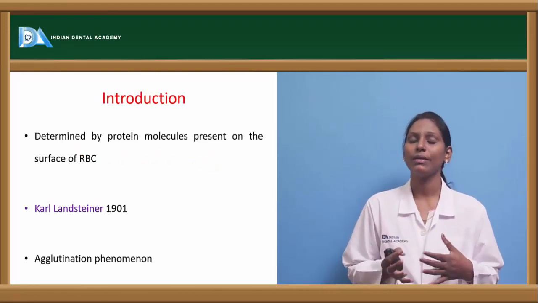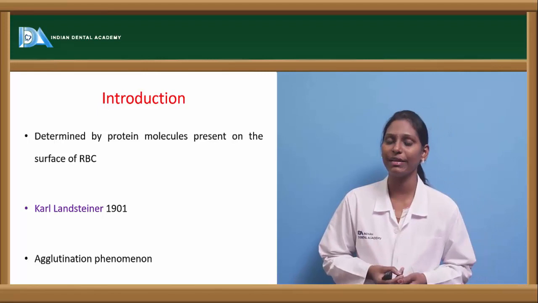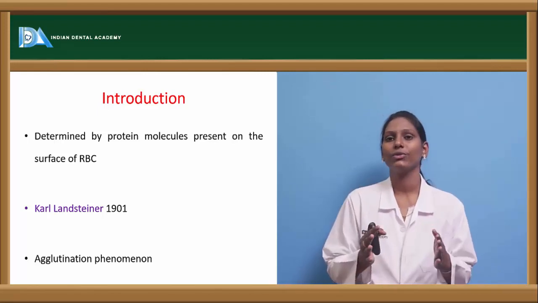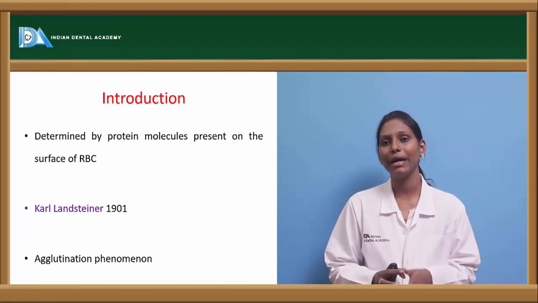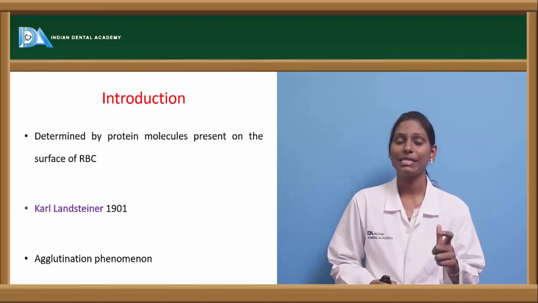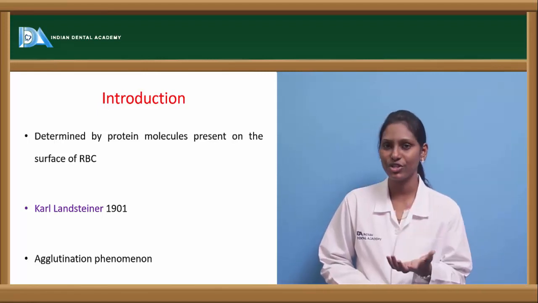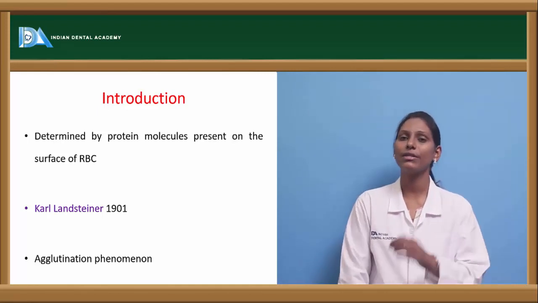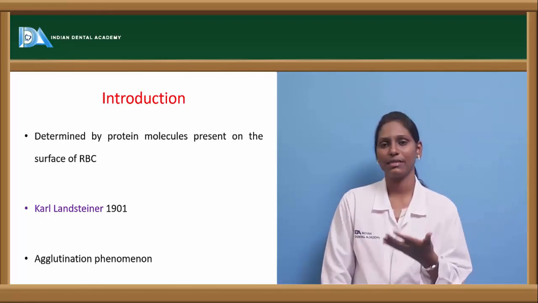In this presentation, I'll give a quick summary of the various blood groups that we have and the various types of transfusion reactions. To introduce what a blood group is, it is determined by a protein molecule present on the surface of an RBC. This is usually an antigen on the surface of the RBC, and based on this we do the blood grouping.